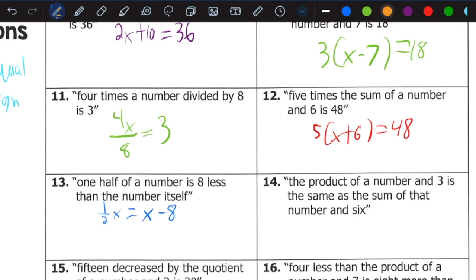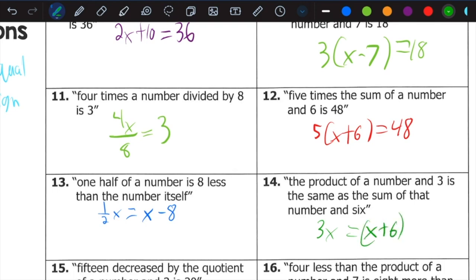Number 14, the product of a number and 3 is the same as the sum of that number and 6. So we see our is, that's our equal sign. So before the equal sign, the product of a number and 3. So 3x. After the equal sign or after the is, the same as the sum of that number and 6. So we're adding the same variable and 6.